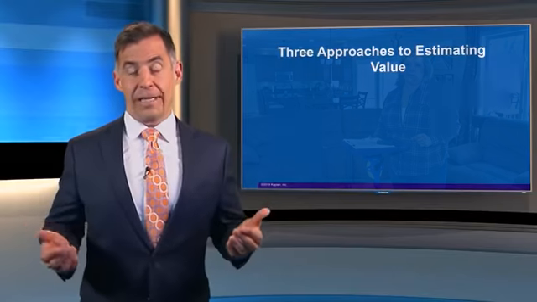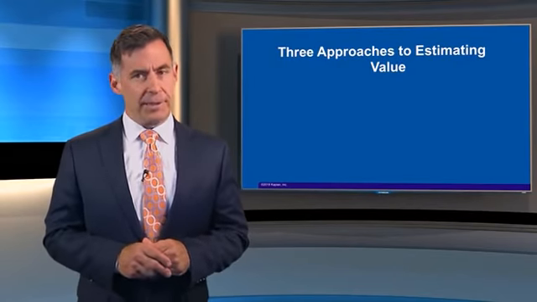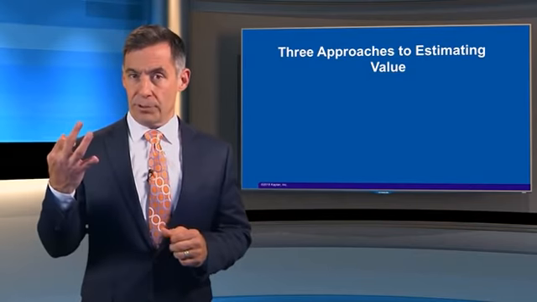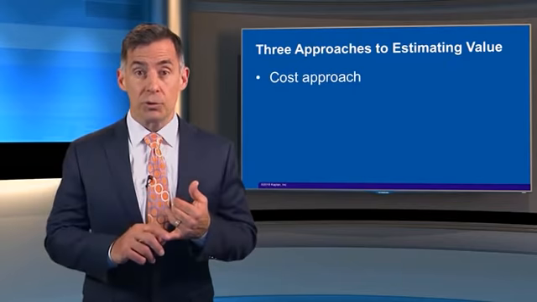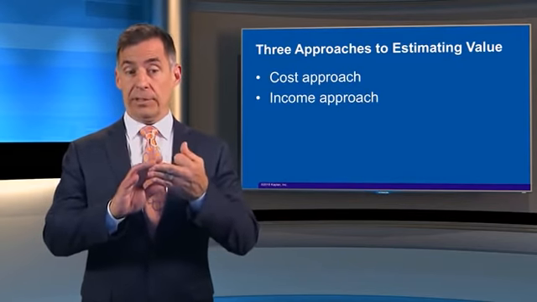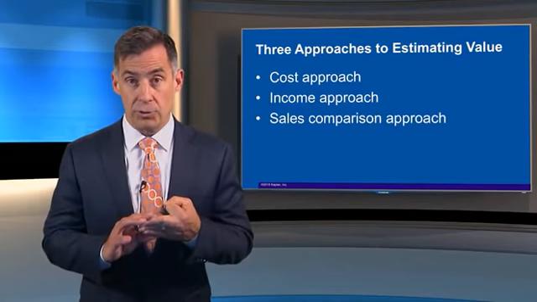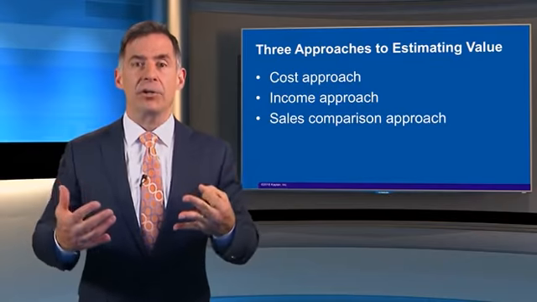Now clearly, Zoe is a professional appraiser. She understands her business. She knows the 3 different approaches to determining value of real estate, right? You have the cost approach, you have the income approach, and then what we generally use in residential real estate, the sales comparison approach. Those are the 3 that appraisers use when determining value, especially when there's a mortgage involved.